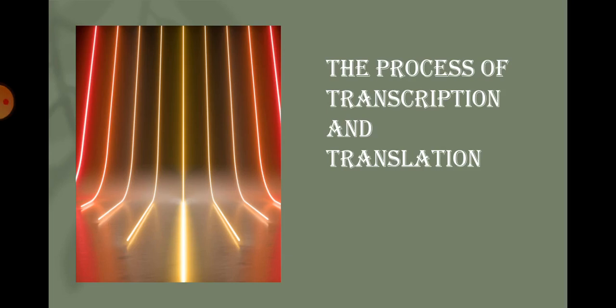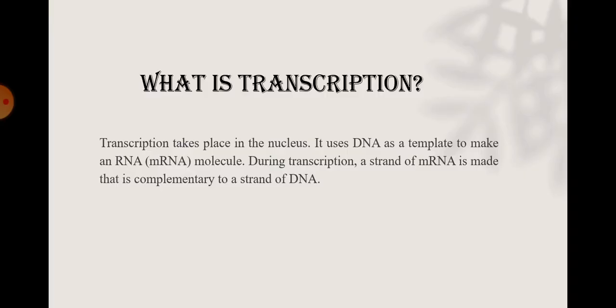This is my laboratory 3. The process of transcription and translation. What is transcription? Transcription takes place in the nucleus. It uses DNA as a template to make an RNA molecule. During transcription, a strand of mRNA is made that is complementary to a strand of DNA.